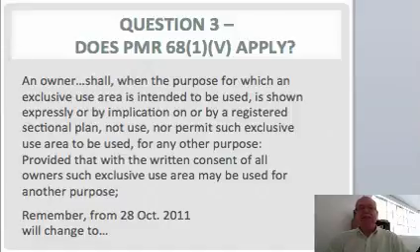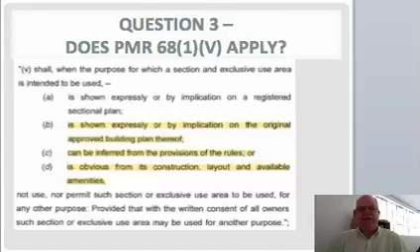Third question: does PMR 68(1)(5) apply? This at the moment says an owner shall not use an exclusive use area, when the purpose for which it is shown expressly or by implication on a sectional plan, for another purpose. But this is, as you know from the other Part 1 tutorial on the recent amendments, about to change from the 28th of October 2011, and it'll change to the text on the screen now.